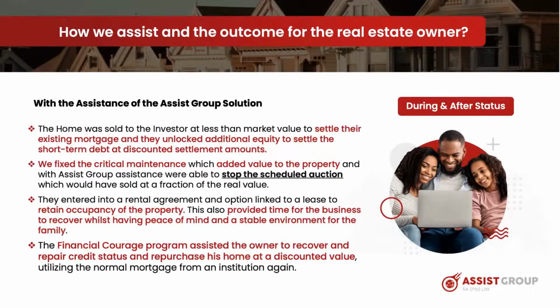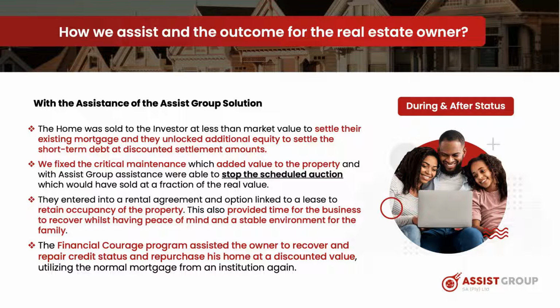This is the outcome for the real estate owner with the Assist Group solution. The home was sold to the investor at less than market value to settle the existing mortgage, and they unlocked additional equity to settle the short-term debt at discounted settlement amounts. We fixed the critical maintenance, which added value to the property, and with assistance from the Assist Group, we were able to stop the scheduled auction, which would have sold at a fraction of the real value.